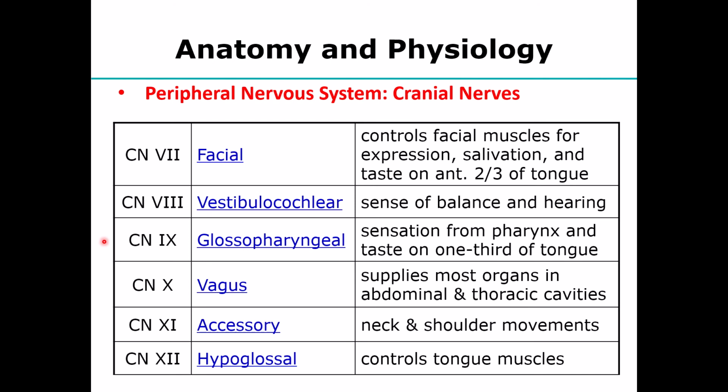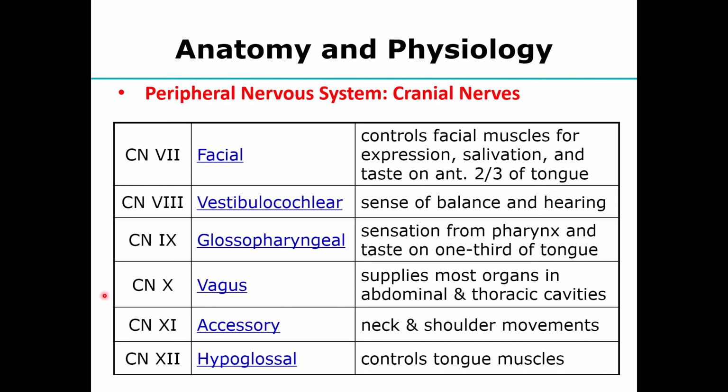Cranial nerve 9 is glossopharyngeal, and that's again a mixed sensory and motor nerve. So for the sensory, it is part of the pharynx, and also the posterior part of the tongue. Also a special sense, which is the sense of taste, for the posterior 1/3 of the tongue. And also it has a motor supply for the muscles of swallowing.